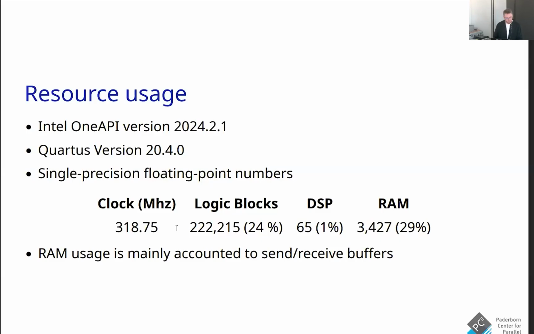The design achieved a clock frequency of 318 megahertz. It doesn't use that much of the resources, only a bit of the RAM blocks, which is due to the sending and receiving buffers. And since this is also a compile time constant, I chose the relatively large value to support large meshes. But still, the mesh is stored in global memory.